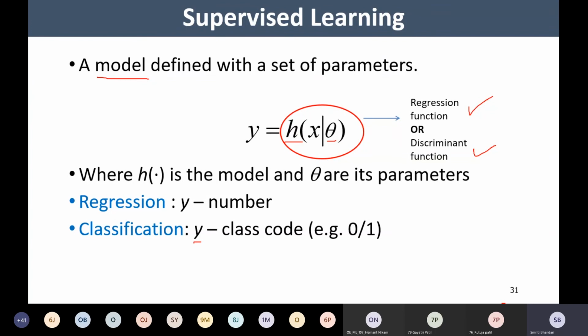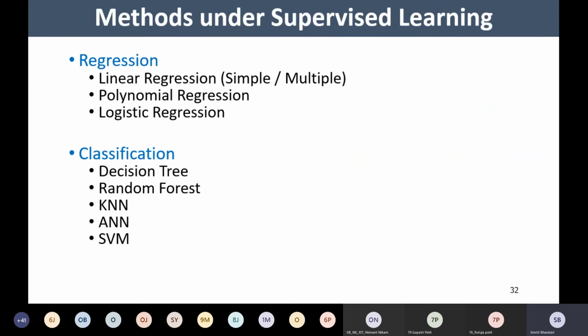Okay. So let's proceed with the methods under supervised learning. Some methods under regression: we have linear regression, both simple and multiple linear regression, polynomial regression, and logistic regression. Under classification, we may have decision tree classifier, random forest classifier, k-nearest neighbor classifier, artificial neural network classifier, or support vector machine classifier. So these are various algorithms, or various methods.